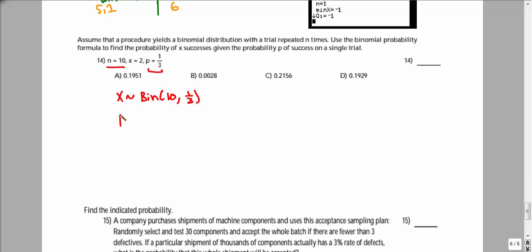And they want us to find the probability that x equals 2. So if you wanted to do this with the calculation, you'd choose 10 combination 2, probability of success is 1/3 squared because I choose this value of 2. Failure would be 2/3 then, because it's a complement of 1/3, and this would be the 10 minus 2, or 8 power. So let's go ahead and plug this into our calculator and see what we get.